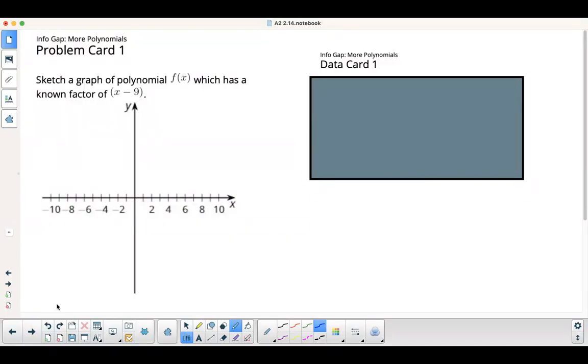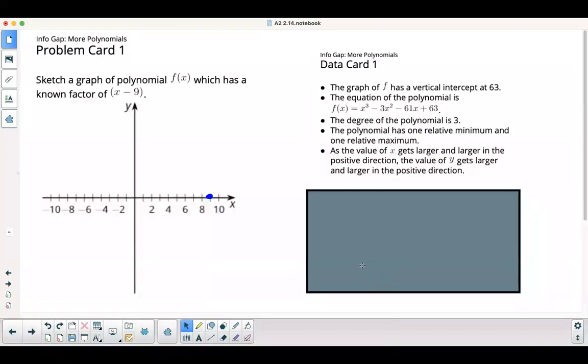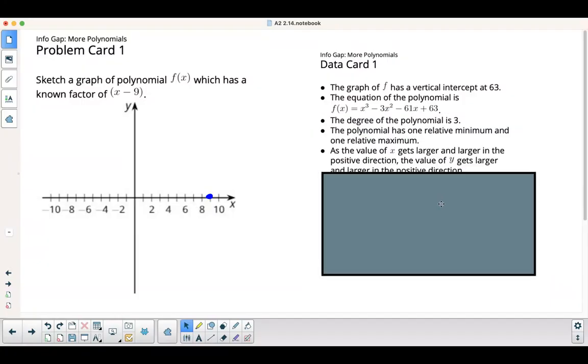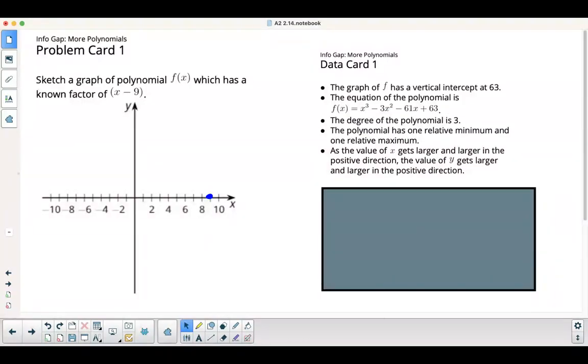All right, so this is what's called an info gap, and I'm going to do it together with you. Normally in class, one student would have the data card and one would have the problem card. The problem card student would have to ask questions, and the data person would only give the information they have. So: sketch a polynomial f of x which has a known factor x minus 9. What does that tell me? That positive 9 is an x-intercept, and that's all we know. So I would ask, are there other factors? The person would look at the data card and answer that question.